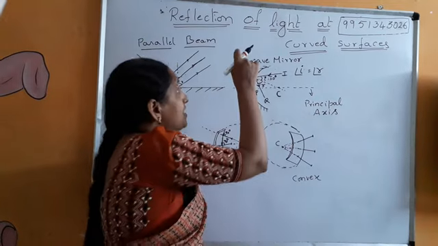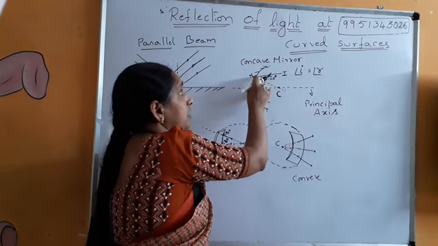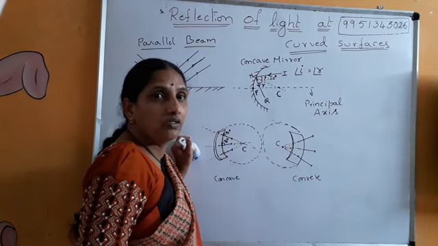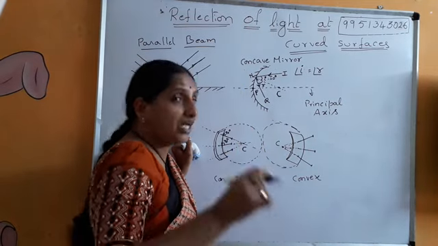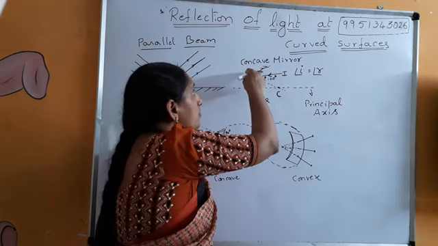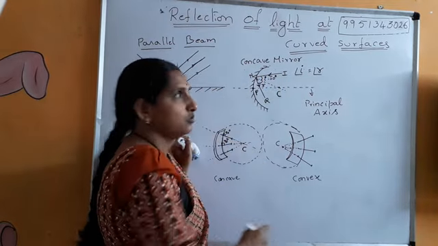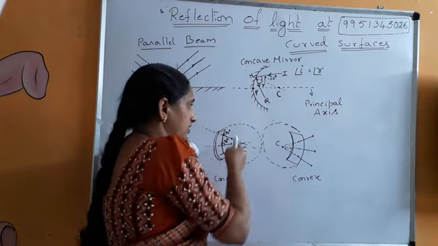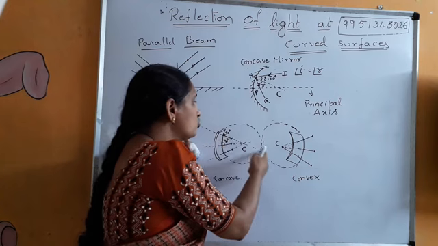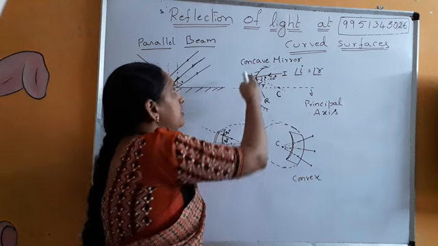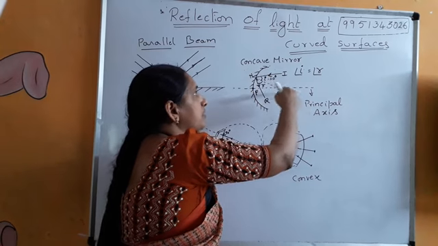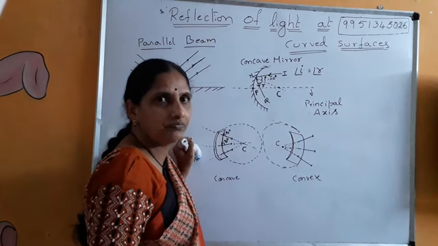Now I wanted to study the behavior of the ray which is incident at this point. To study that, what do I need? I need a normal here. So I draw the normal. Here we have already seen practically that the normal passes through the center of curvature. Yes, the normal passes through the center of curvature. Therefore, I drew a dotted line passing through the center of curvature.